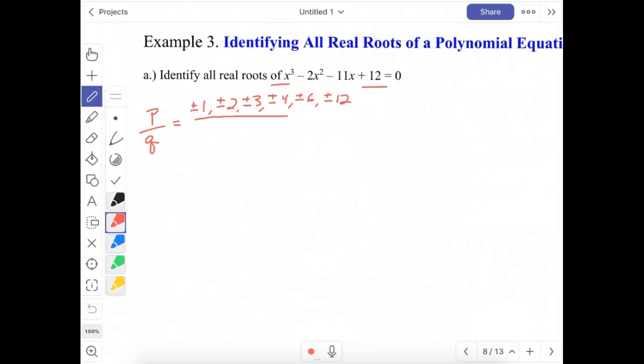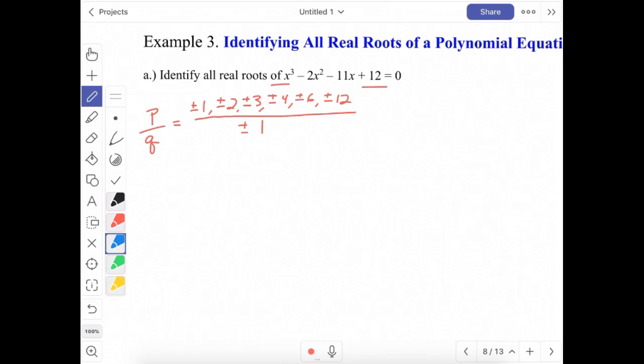Okay, so like I said, there's a lot of options. The bottom one is just plus or minus 1. So we could have 1, negative 1, 2, negative 2, 3, negative 3, 4, negative 4, 6, negative 6, or 12, negative 12. Now we have to pick some factor. We just have to pick something, and if it doesn't work out, we're using synthetic division, and we're hoping that we get a remainder of 0. Remember that if we get a remainder of 0 in synthetic division, then that is a factor for us.